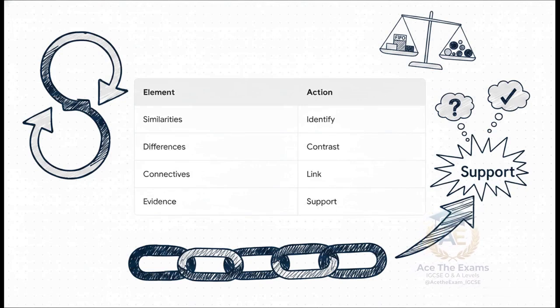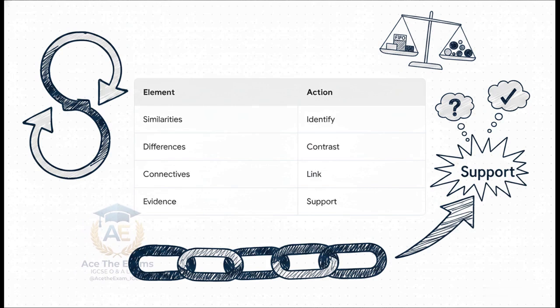Spot the flaw in this common student approach. They write one paragraph listing facts about FIFO and a totally separate paragraph listing facts about AVCO. Do you see the problem? That is a purely descriptive response. It is not evaluative. To get the top marks, you must identify similarities and differences using comparative connectives fully supported by stimulus evidence. You have to weave them together. You must use connectives like whereas, conversely, or on the other hand.